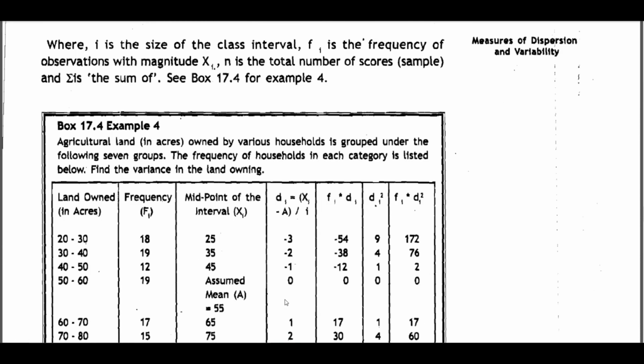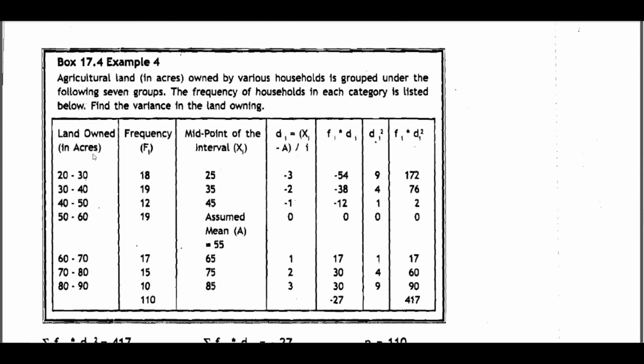So now we have to work out this example. Agricultural land in acres owned by various householders is grouped under the following seven steps. The frequency of the householders in each category is listed below, which shows the variance in land owning. Between 20 and 30 acres, there are 18 families.